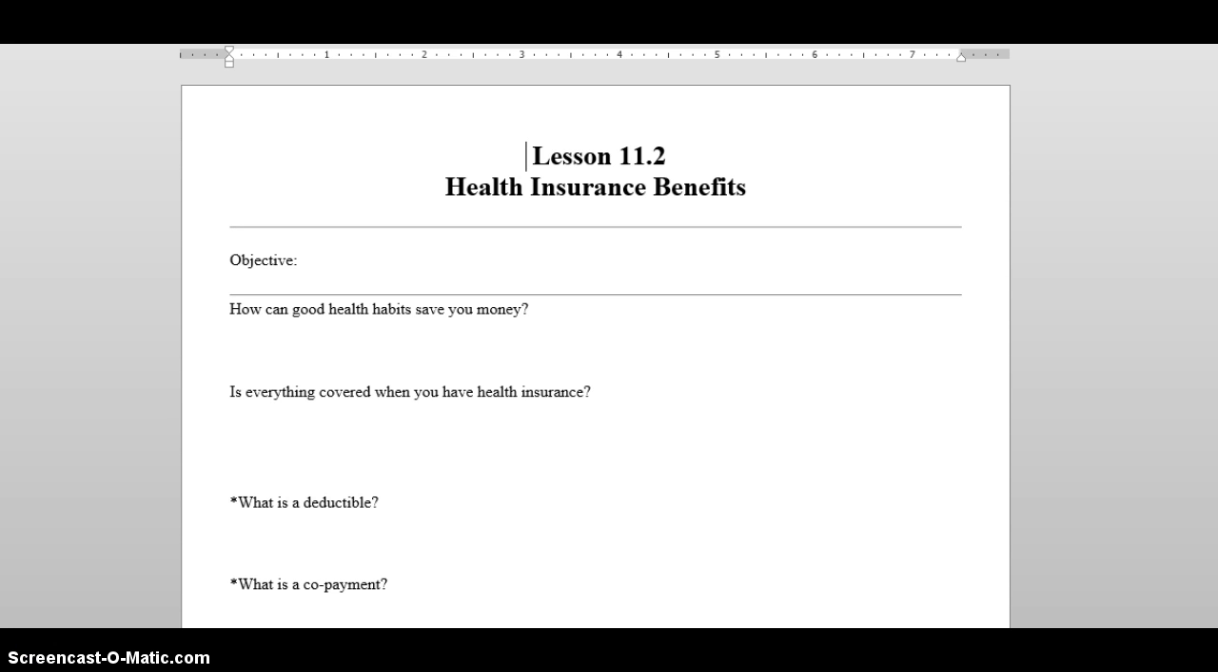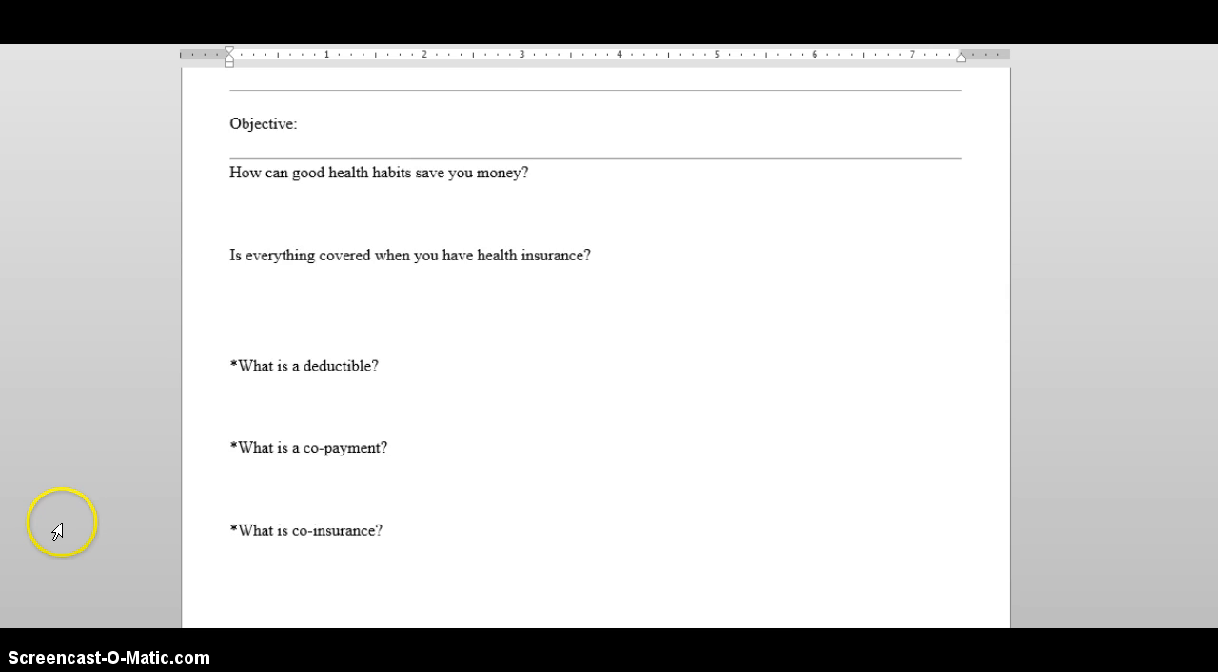Chapter 11, Lesson 2 discusses health insurance benefits. We're going to find the total amount paid by the patient by adding up the patient's deductible, co-payments, co-insurance amount, and hospital charges.